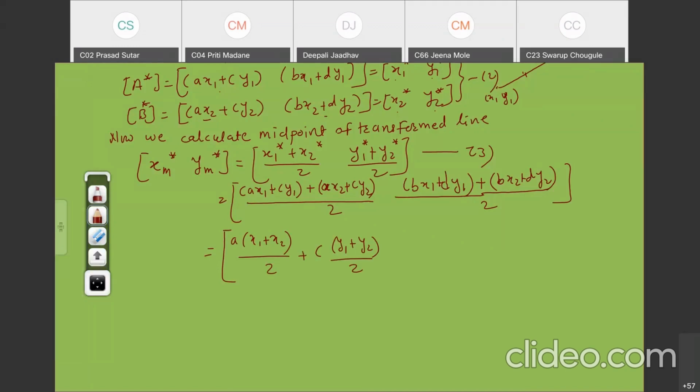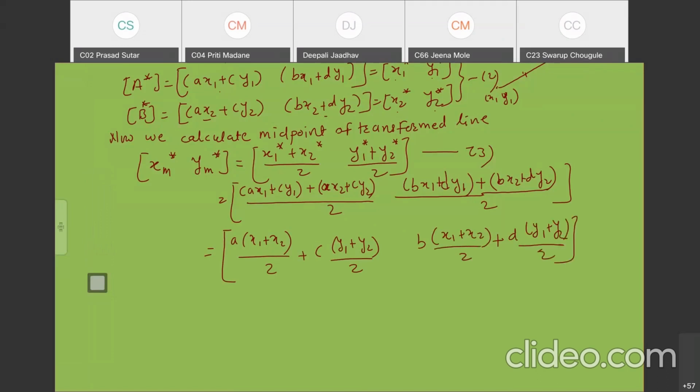Then here also b we can make it common, b of x1 plus x2 divided by 2 plus d of y1 plus y2 divided by 2. That is our equation number 4.